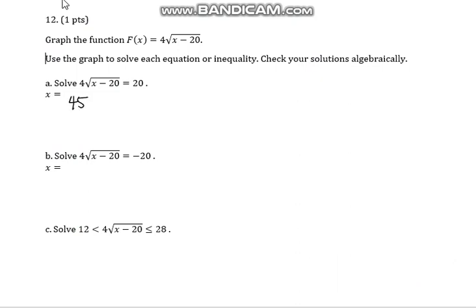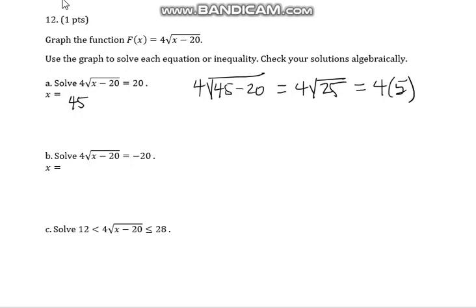We can do a quick check algebraically by substituting 45 for x and then evaluating. So 4 times the square root of 45 minus 20 is equal to 4 times the square root of 25, which is 4 times 5, or 20.